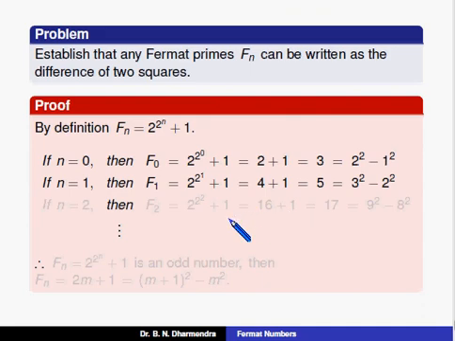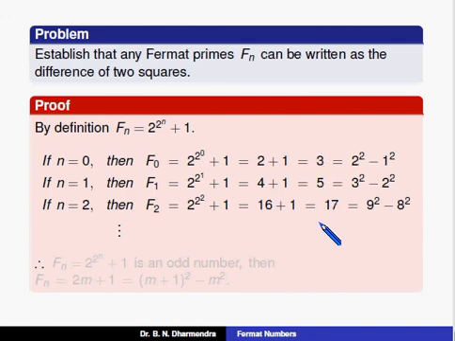And also the next one is Fn, that is n is equal to 2, F2 is equal to 16 plus 1. So that can be written as 9 squared minus 8 squared. Okay, in general we have to prove this. What is Fn? Fn is an odd number. We can observe the terms 3, 5, 17.